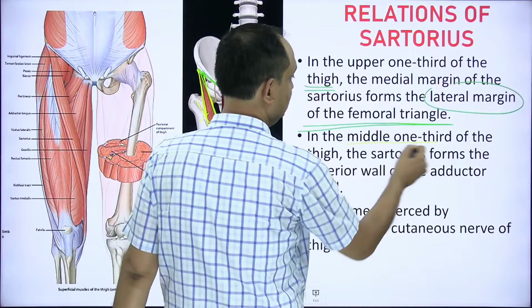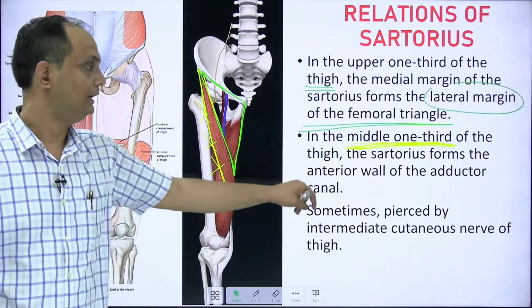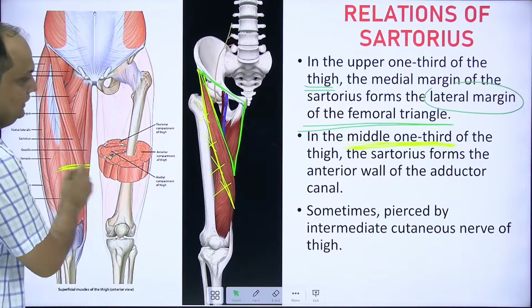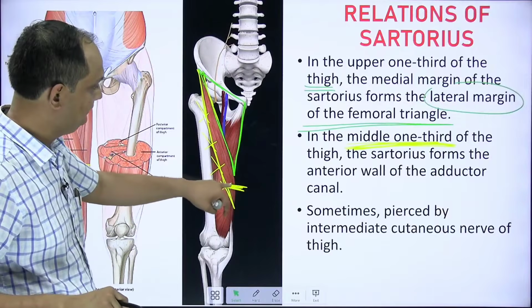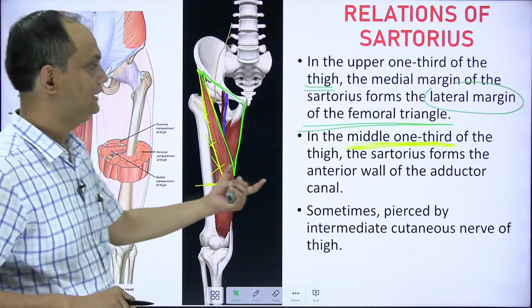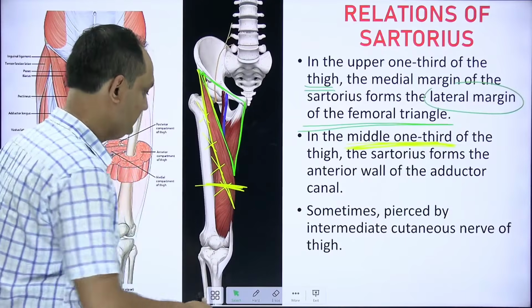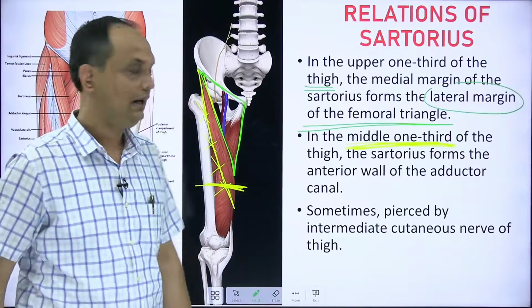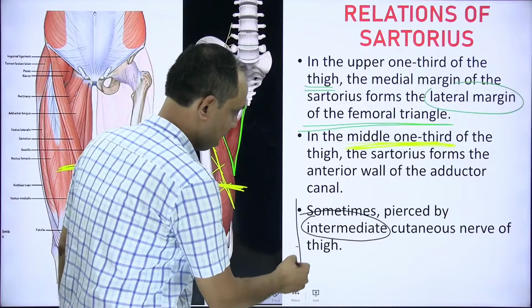The second thing is, what is another important relation? In the middle 1/3 of the thigh, Sartorius forms the anterior wall of the adductor canal. That is why it is known as the subsartorial canal. So, when you do the dissection in the middle portion here, you will find a canal, and that canal is not visible here because it is covered by the Sartorius muscle and it is known as the subsartorial canal. Sometimes this muscle is pierced by a nerve, and that nerve is a cutaneous branch of the femoral nerve, and it is known as the intermediate cutaneous nerve of the thigh. So, this is again a question of your exam.